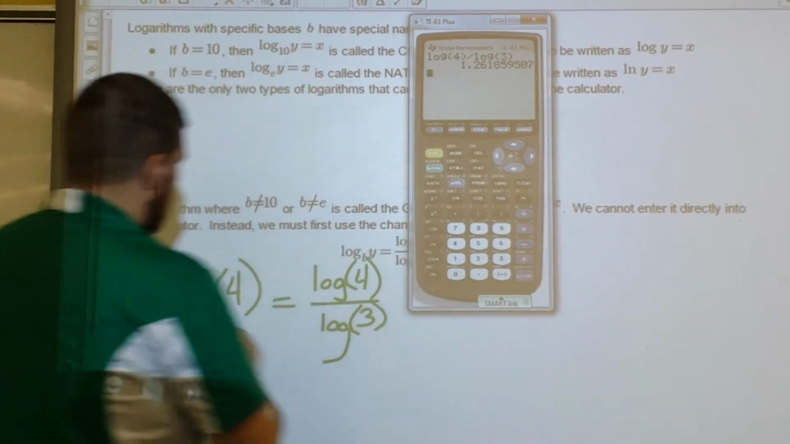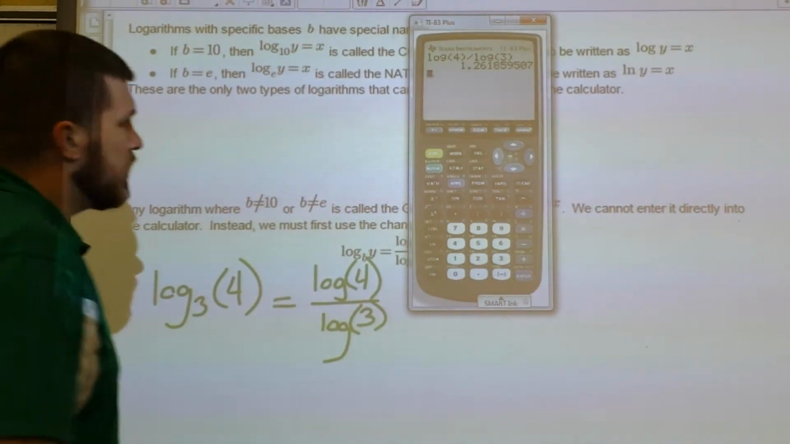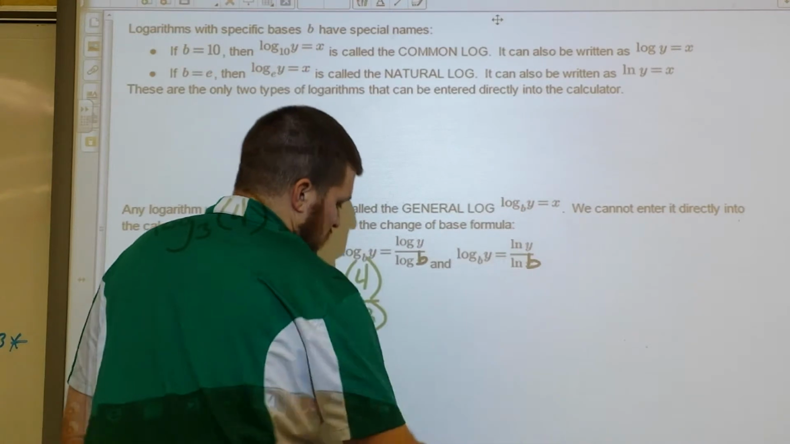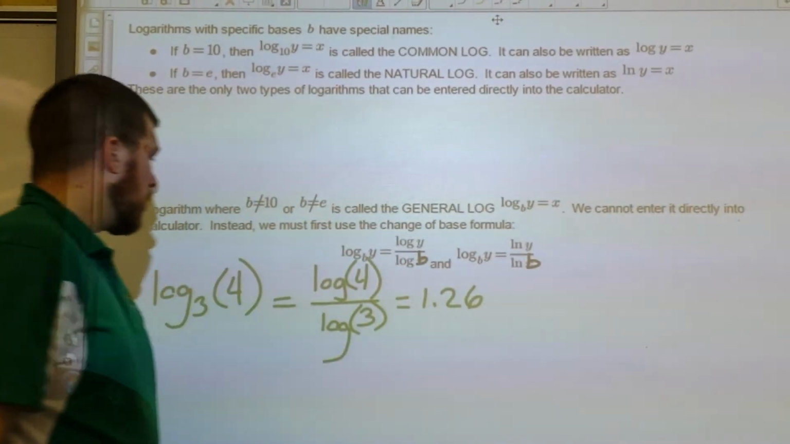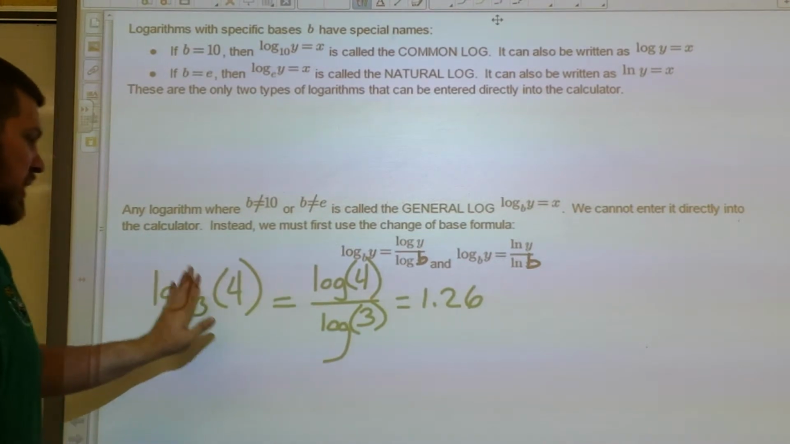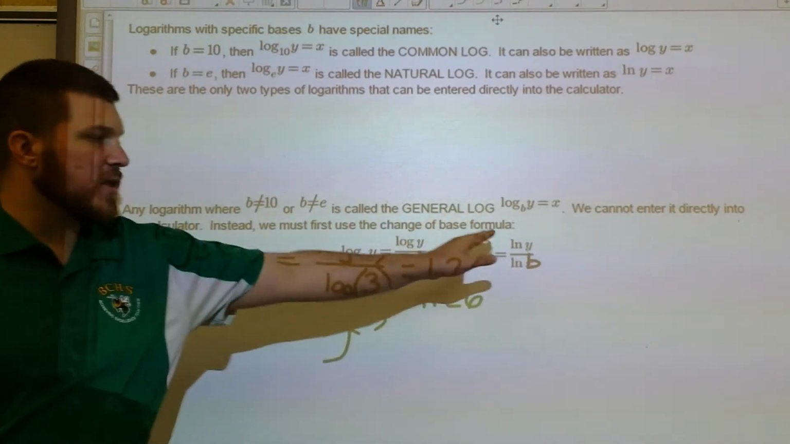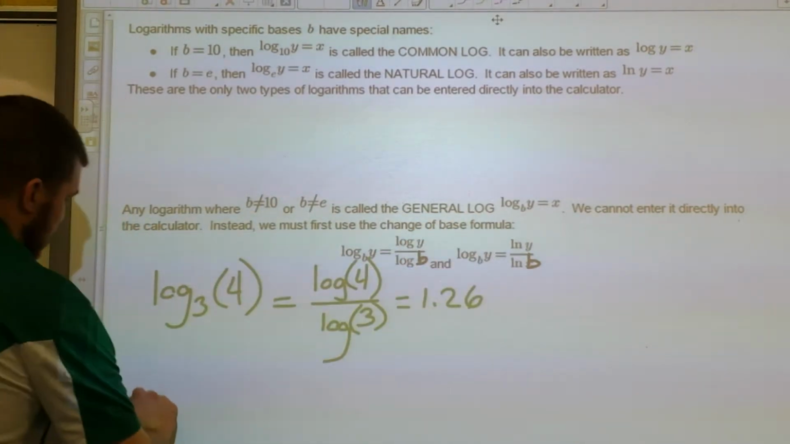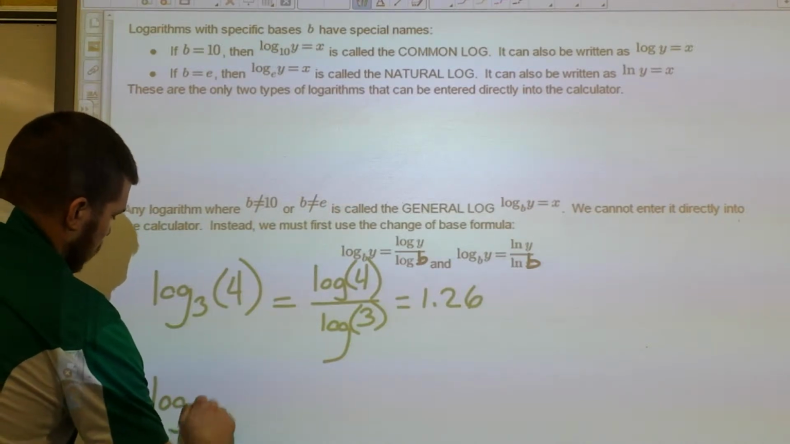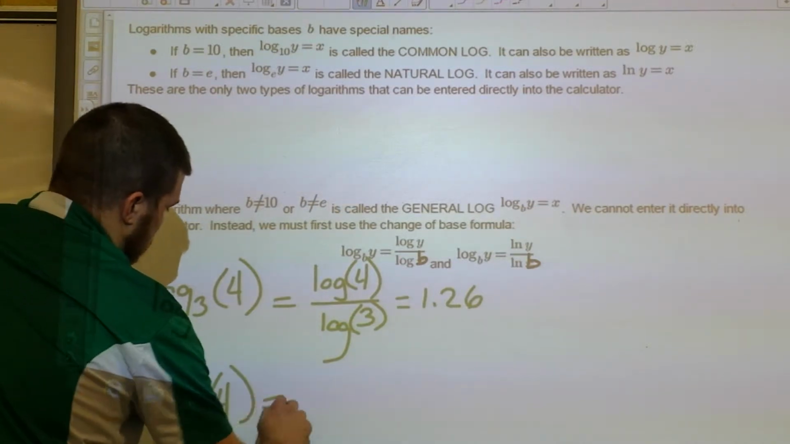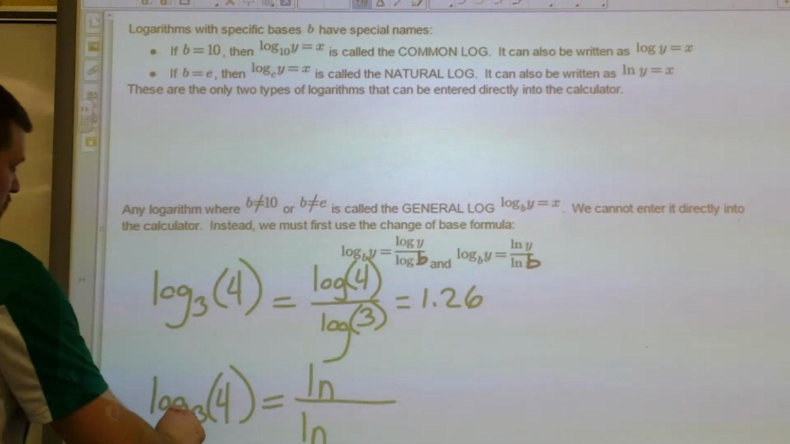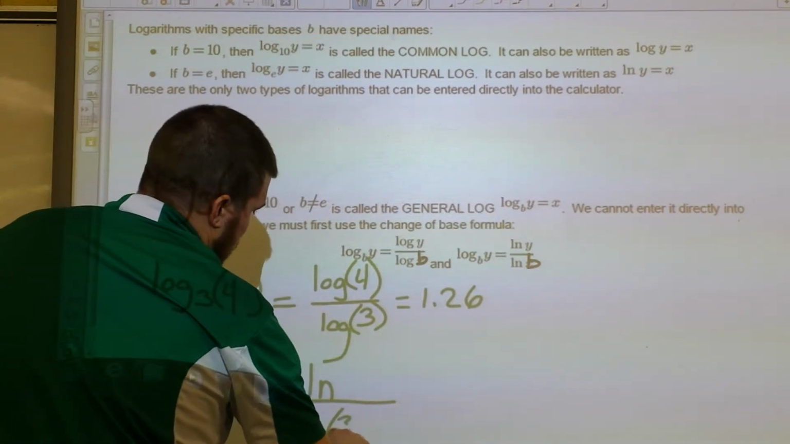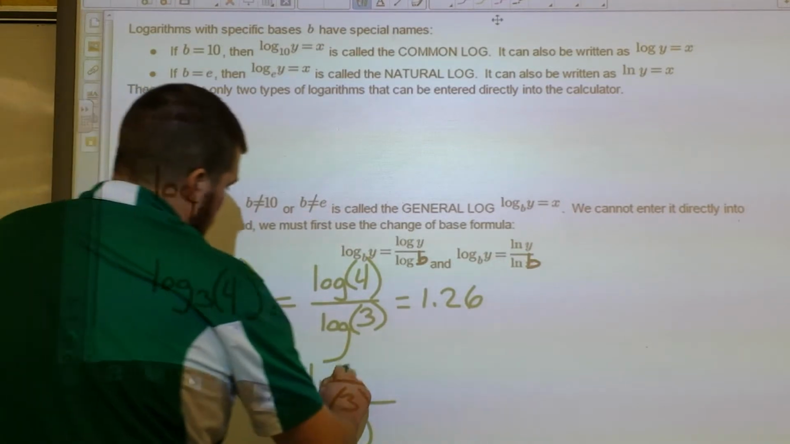So that means this general log has a value of approximately 1.26. Again, I'm just rounding. Or I could rewrite my general log using natural logs. So log base 3 of 4 equals, again, using natural logs, the base goes in the basement and my other number goes on the top.